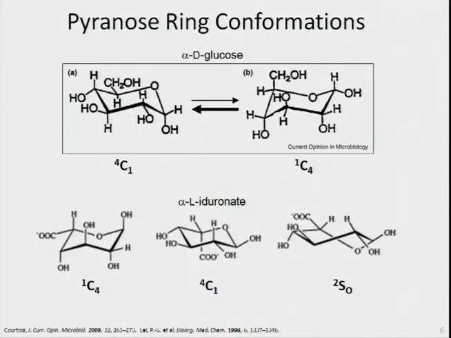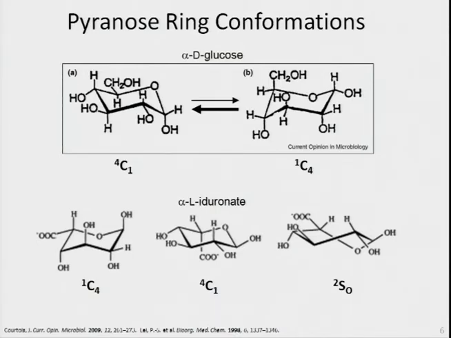So in the 1C4 form, we have 1, 2, 3, 4 sort of bulky substituents that are axial, and only the carboxylate group at the 5 position is equatorial. In the 4C1 form, of course, everything is just reversed. And so now we have only the carboxylate group that is in the axial position, and all the others are equatorial.